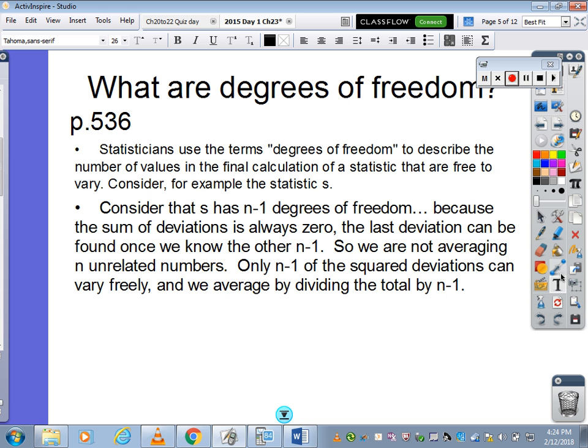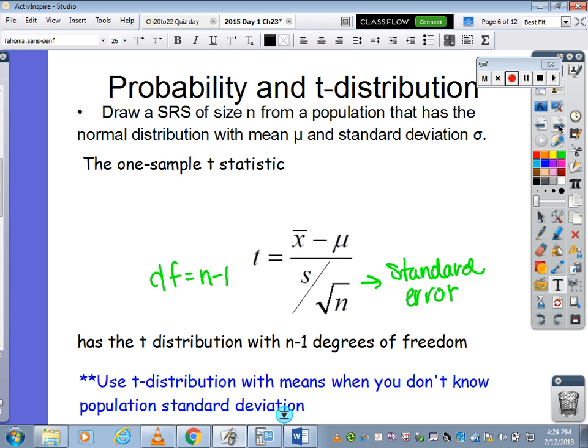So we're going to look at an example. Here's something that explains what the degrees of freedom mean. You can read it on page 536. This is kind of a summary. You don't need to write this down, but just in case you're interested. All right, let's look at an example here. We're going to be finding the probability under a curve for our t-curves, and you're going to need to have your calculators.